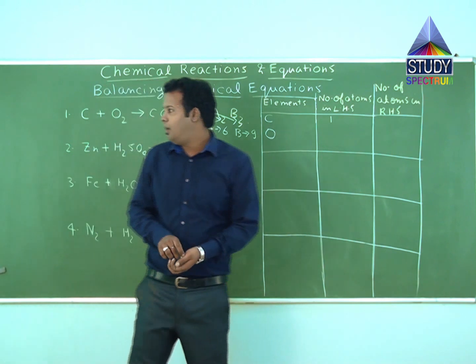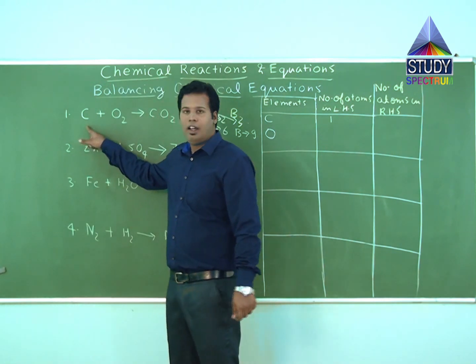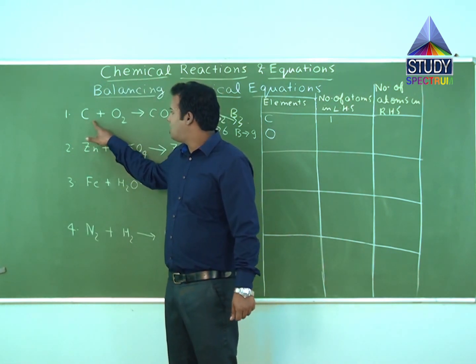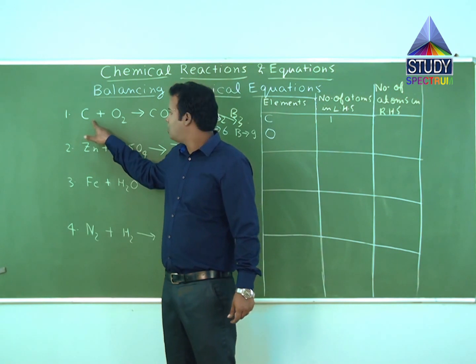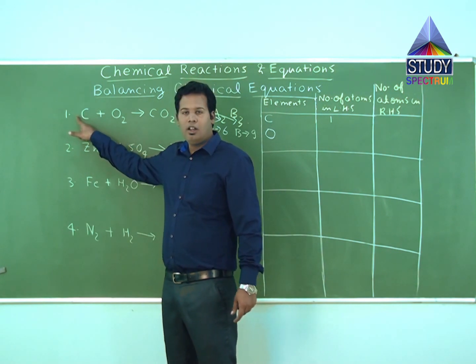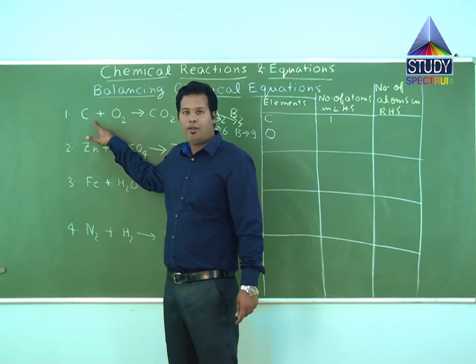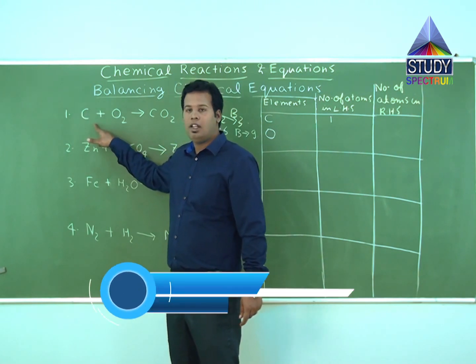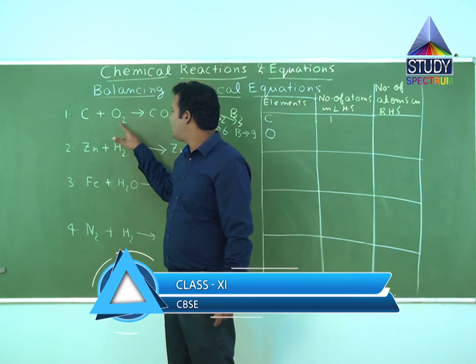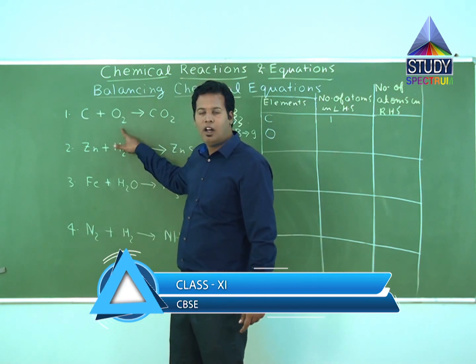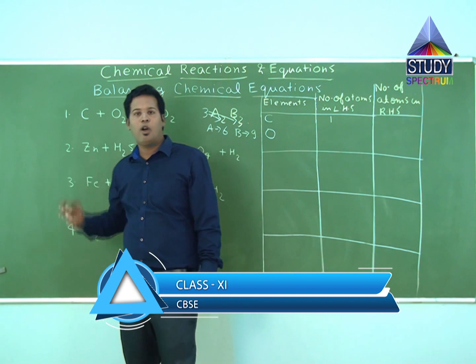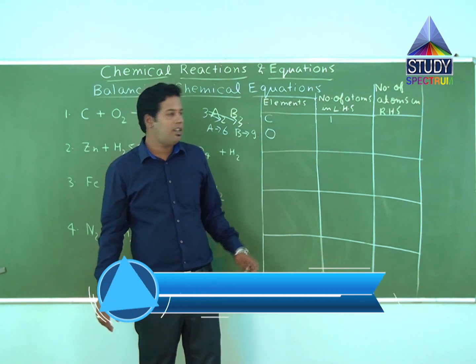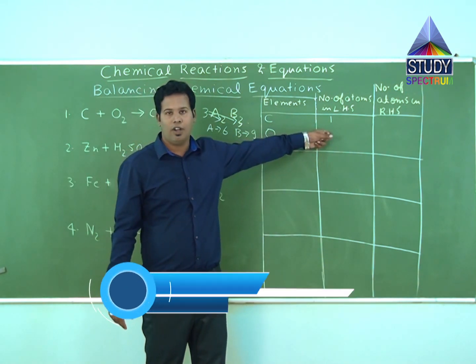Correct? Similarly, if you see over here, nothing has been written as the suffix of C, and nothing has been written as the coefficient of C. So it means 1 is the coefficient of C and 1 is the suffix of C. So 1 into 1 is C. And since carbon is not present in the second component of LHS, it means the number of atoms of carbon in this LHS will be 1. That is why I have written 1 over here.